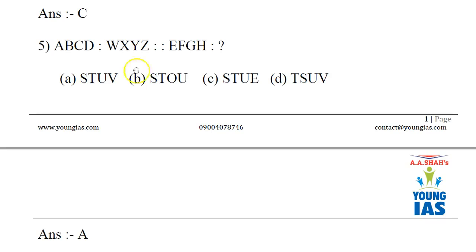Okay, the opposite of E would be V, F would be U, G would be T, and H would be S. That's why the correct answer would be A option, STUV here.